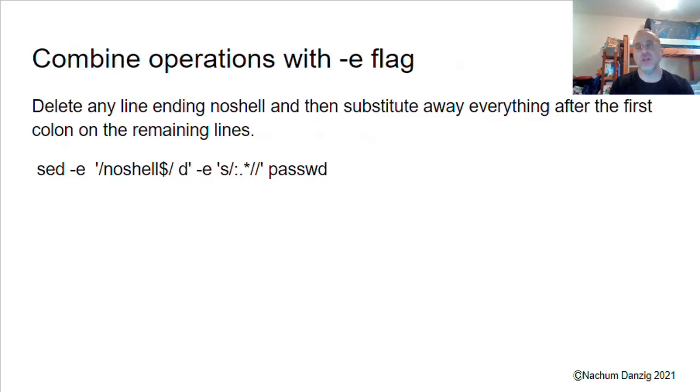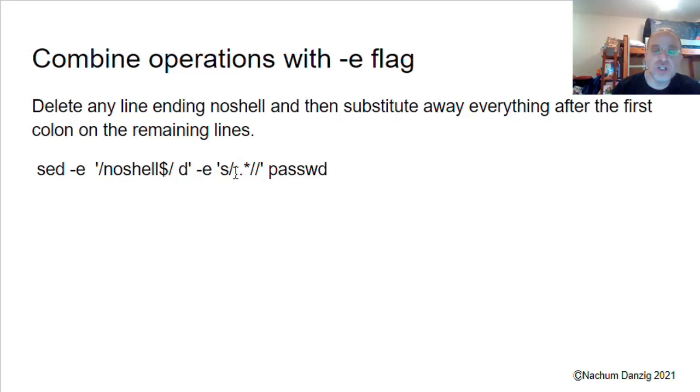Combine operations with the -E flag. So here I can say sed -E and another -E, and I'm doing basically both of these things. So what does this mean? Delete any line ending no shell. So that means if its end is no shell, then do a D on it, delete. And then substitute away everything after the first colon on the remaining line. So I've already deleted those lines, but now if the line has gotten through that, because I didn't delete it, then substitute. What does this mean? Everything after the first colon of the remaining lines.